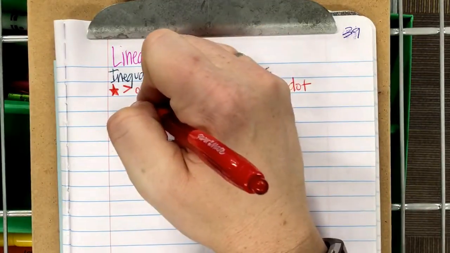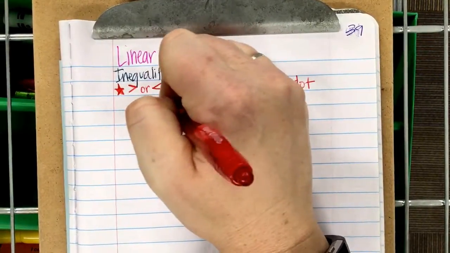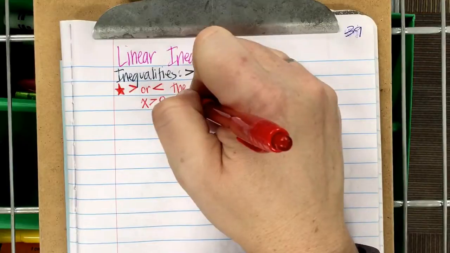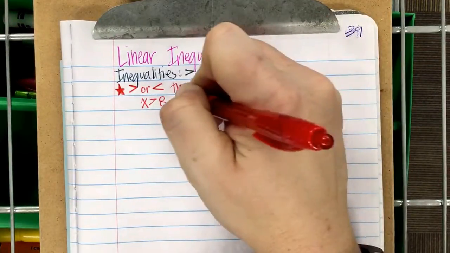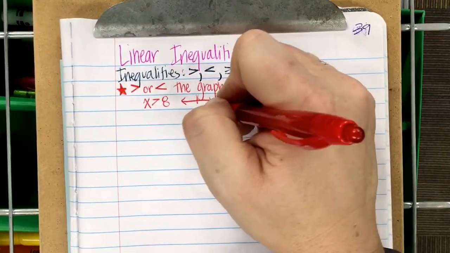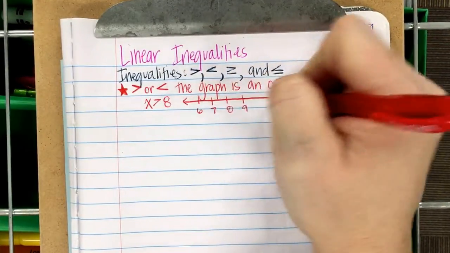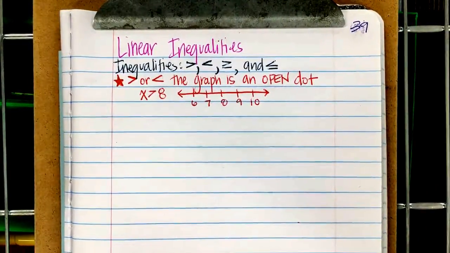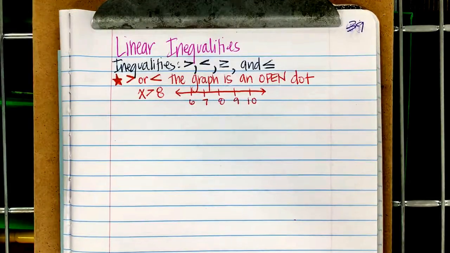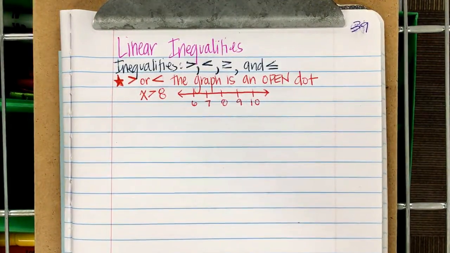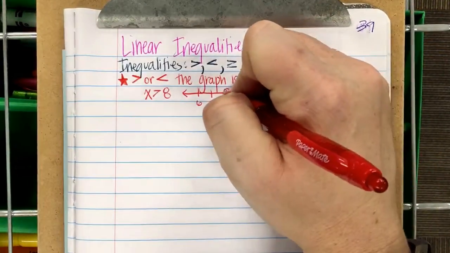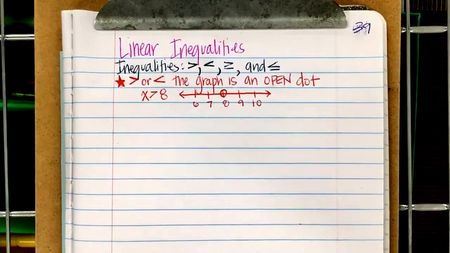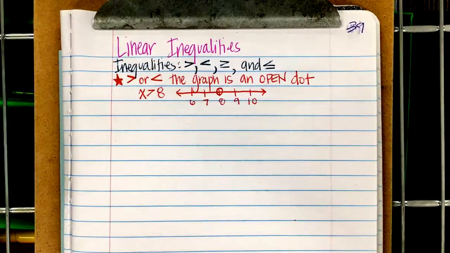So if you had something that looked like x is greater than 8, if I have a number line and I do 6, 7, 8, 9, 10, right? If I have x is greater than 8, my value that I'm comparing x to is the value of 8. So I'm going to draw an open dot at 8 because I'm drawing a fence around 8. It can't be 8, so I don't fill it in. So I draw an open circle at 8.